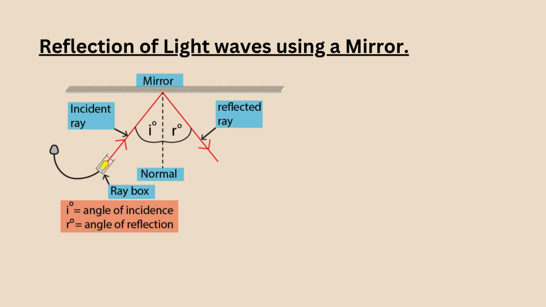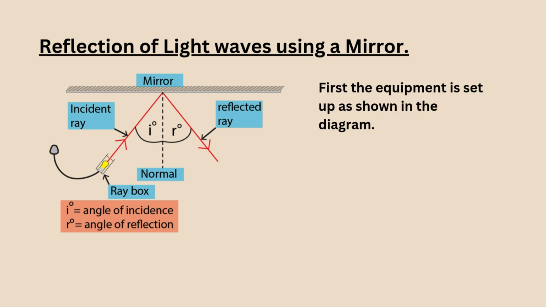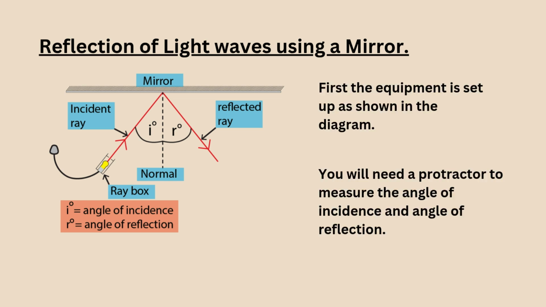The normal line is always 90 degrees to the surface of the mirror, and there will be an angle of incidence I and an angle of reflection R. We set the equipment up as shown in the diagram, and you will use a protractor to measure the angles of incidence and the angles of reflection.